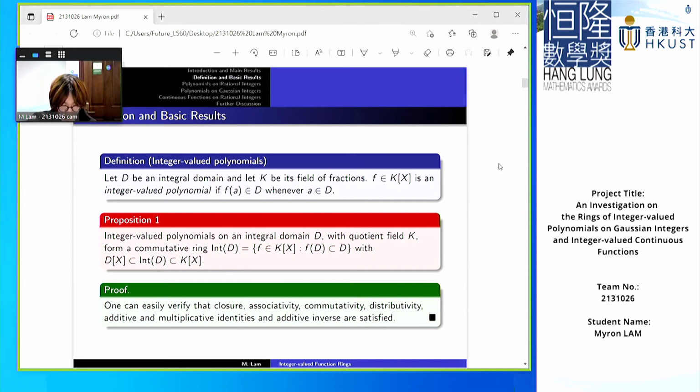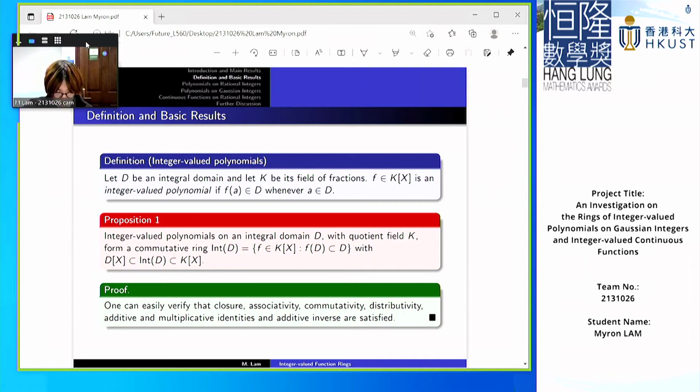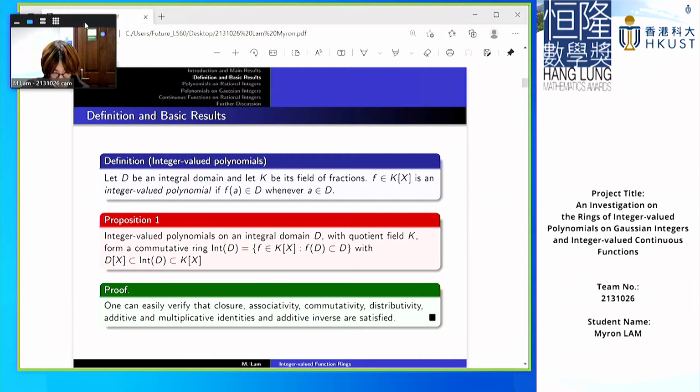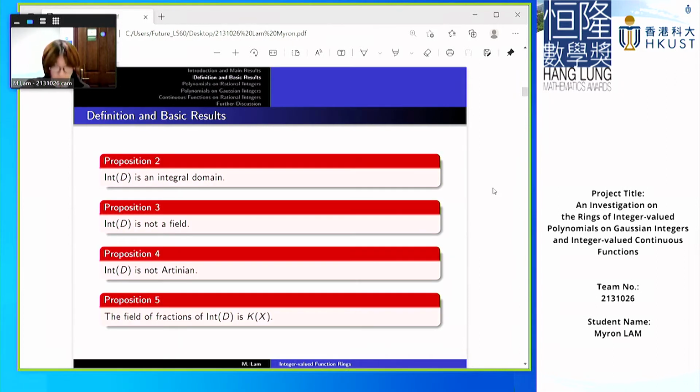Formally, for an integral domain D with field of fractions k, a polynomial over k is said to be integer-valued if it maps elements of D to D itself. We verify that the set of such polynomials, denoted Int(D), satisfies the ring axioms and forms a ring. Generally, Int(D) is an integral domain, not a field, non-Artinian, and has field of fractions k(x).